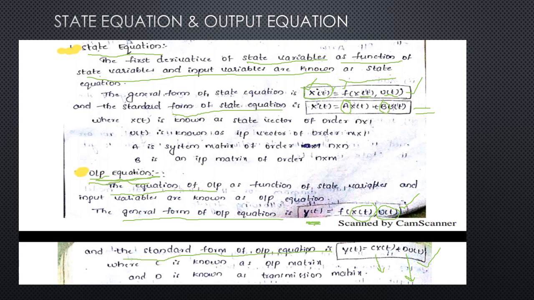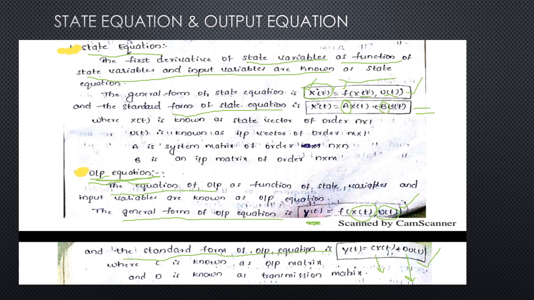When the first derivative of state variables is represented as a function of state variables and input variables, then that equation is known as the state equation. The standard form of state equation is x dot of t is equal to A into x of t plus B into u of t.